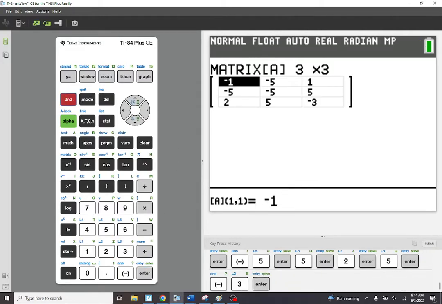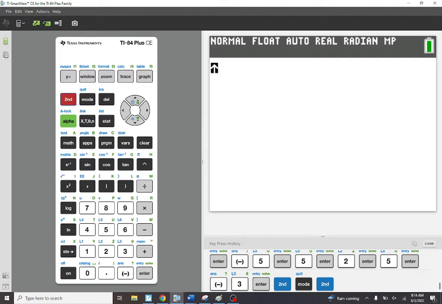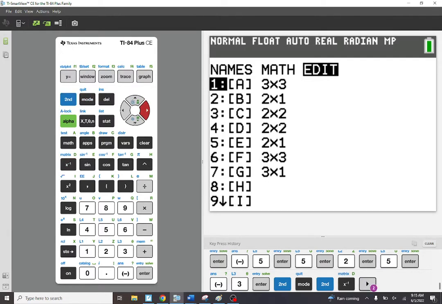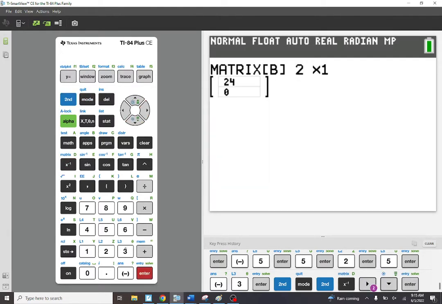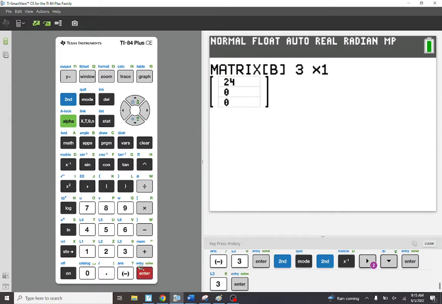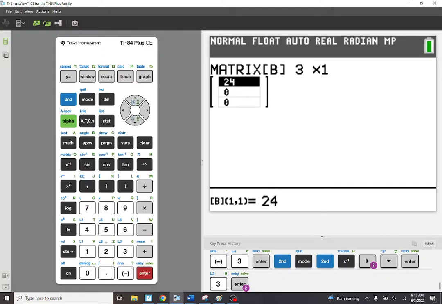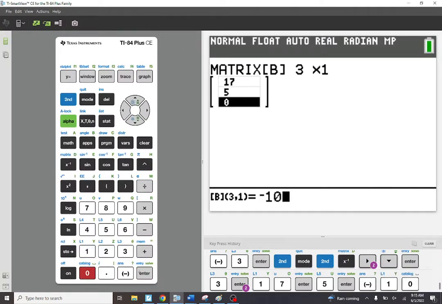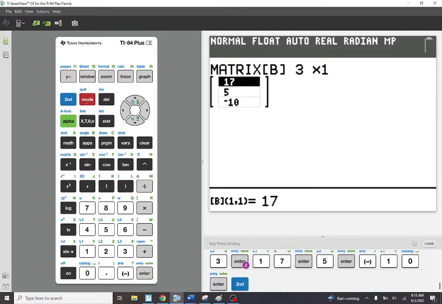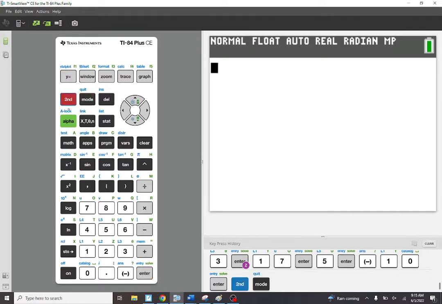So that is my x, y, z's. Then I go second matrix again. I'm going to go to the B version. Now I want my answers. So I want 3 by 1 because I have 3 answers, which is 17, 5, negative 10. All right, second quit. From here, I want to go second matrix.